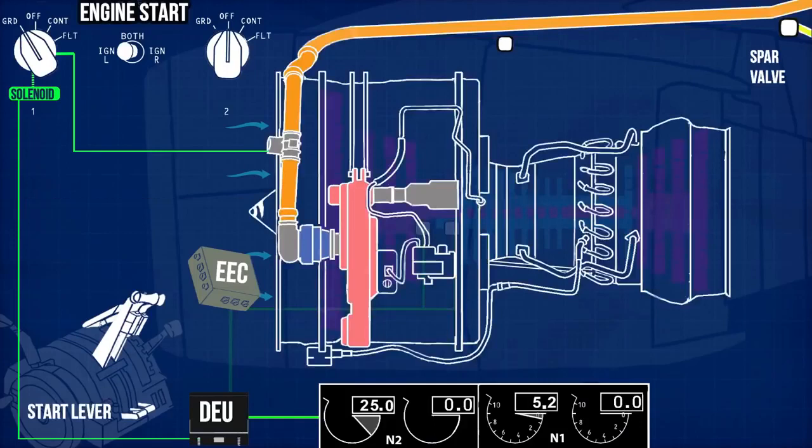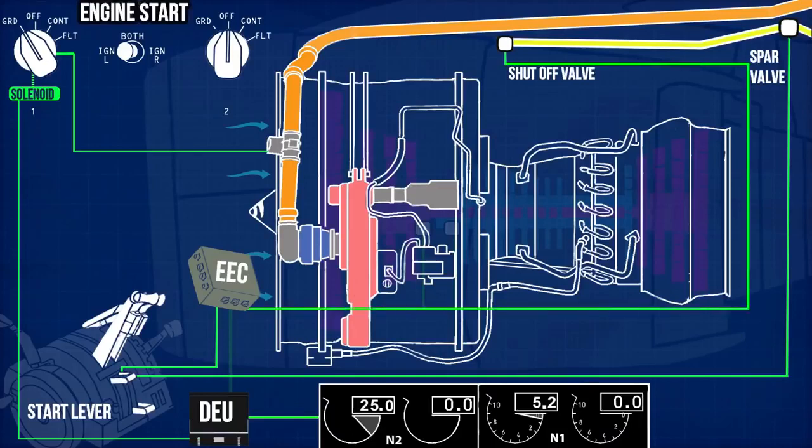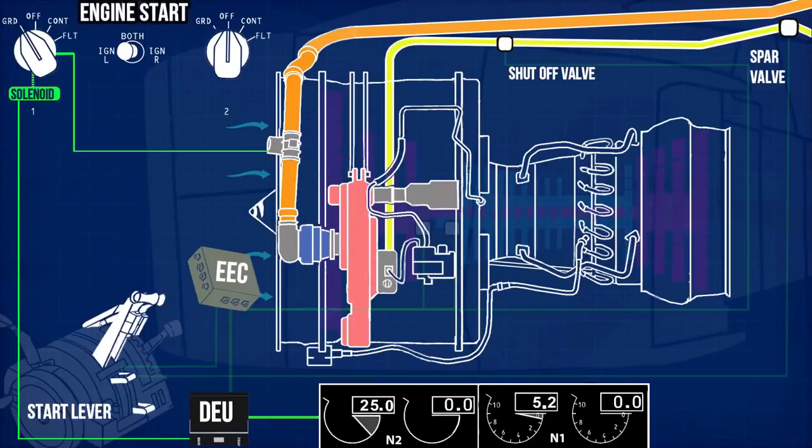Now move the start lever from cutoff to idle position. The start lever causes the engine fuel spar valve to open, and fuel reaches the engine shutoff valve. The start lever also sends an electrical signal to the electronic engine control. The EEC commands the engine shutoff valve to open, transferring fuel to the engine fuel pump, mounted on the accessory gearbox. The fuel pump increases the fuel pressure, and transfers it to the fuel metering valve.